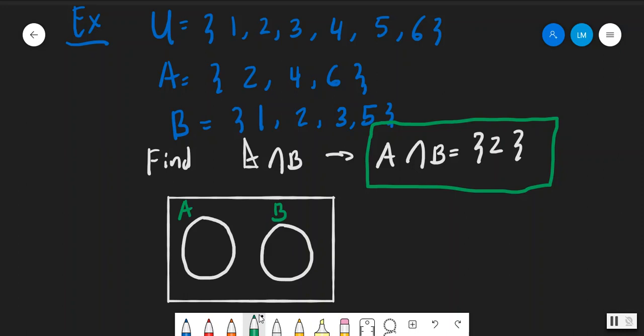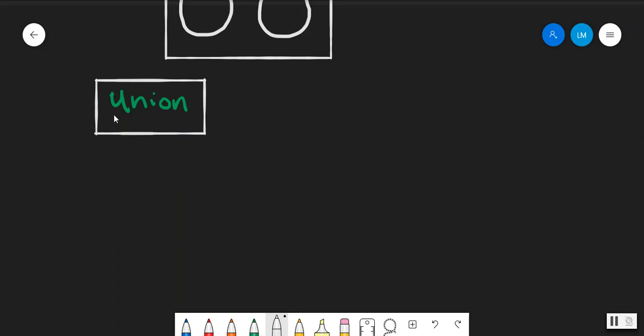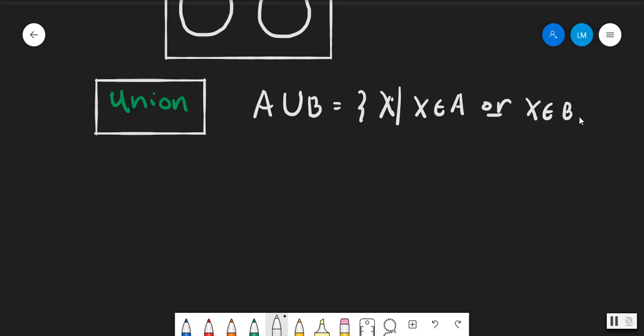Now, the last operation that we look at on sets is the union. So we'll look at the union of two events. Okay, so the union, and we'll just start it off like this. The union is basically a set X such that X is in A or X is in B.